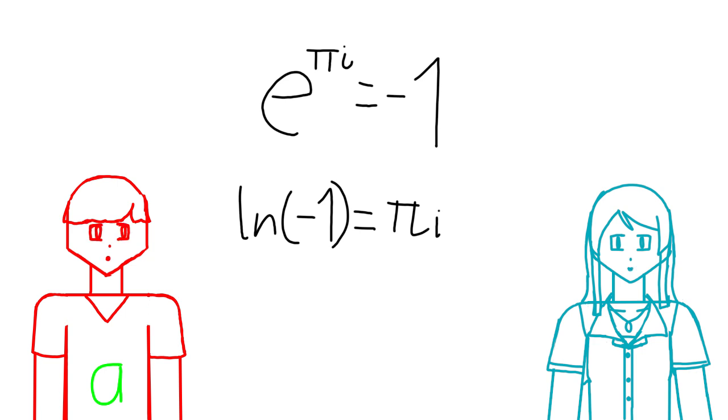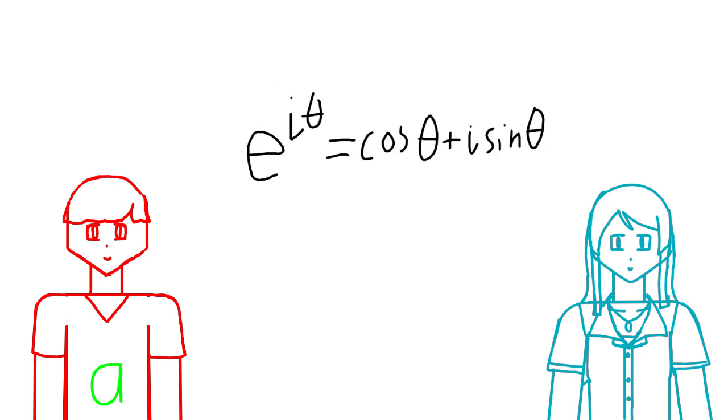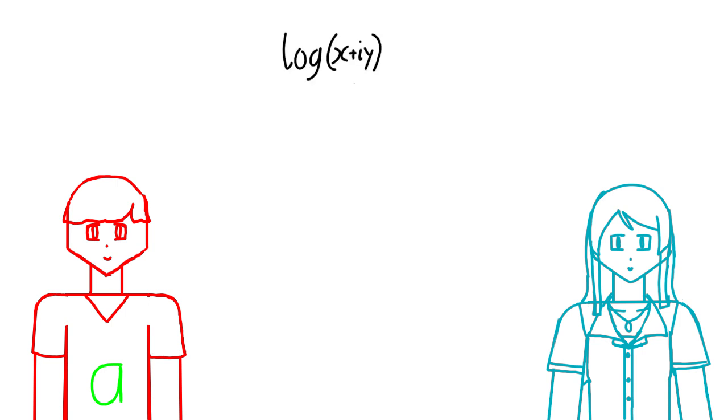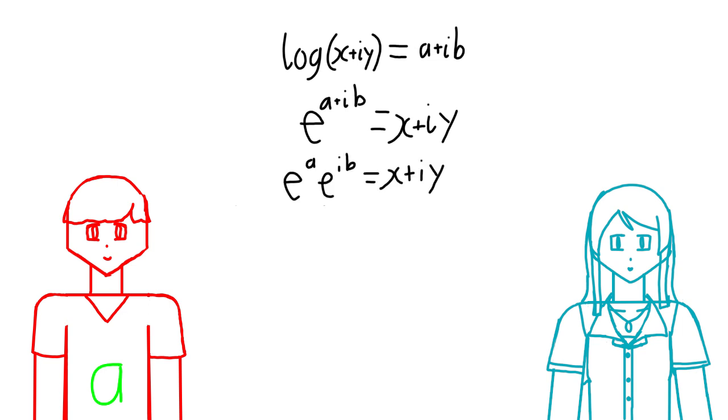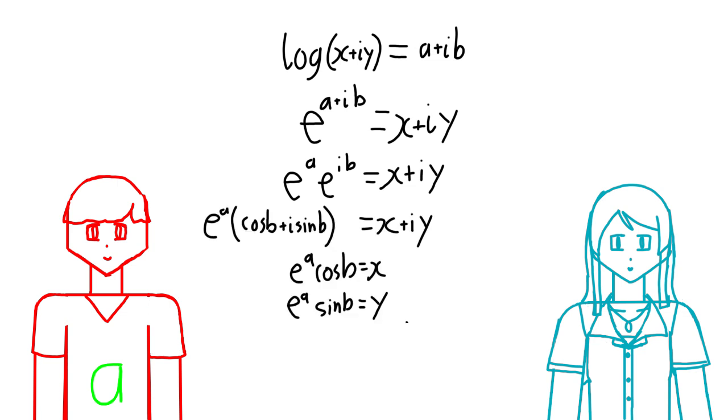Actually, I think I got an idea on how we can do this with all complex numbers. Really? Let's hear it. This is Euler's formula. It's a generalized form of Euler's identity. Let's say we want to find the logarithm of x plus iy. We can assume that the logarithm is a plus bi. We can break this apart into e to the a times e to the bi, and after that, we can replace the e to the bi with Euler's formula. Saying this equal to x plus iy, we can solve for a and b.